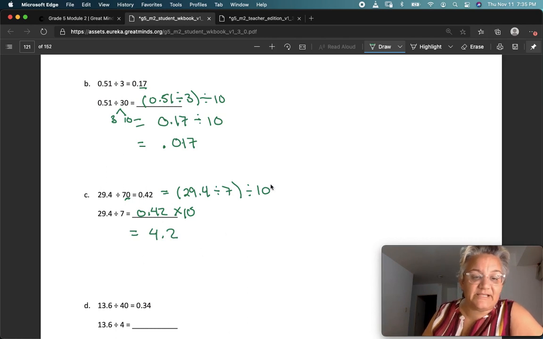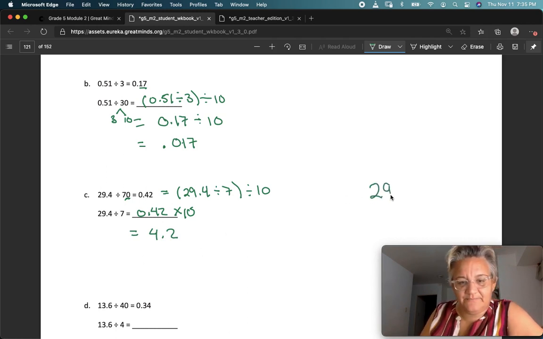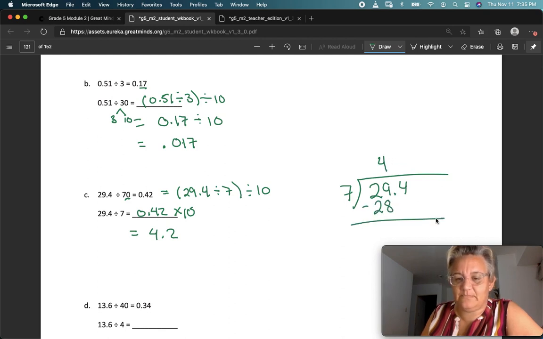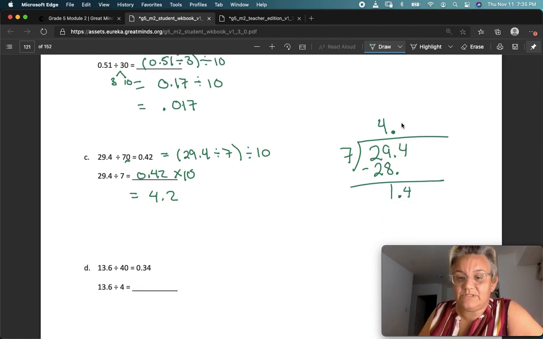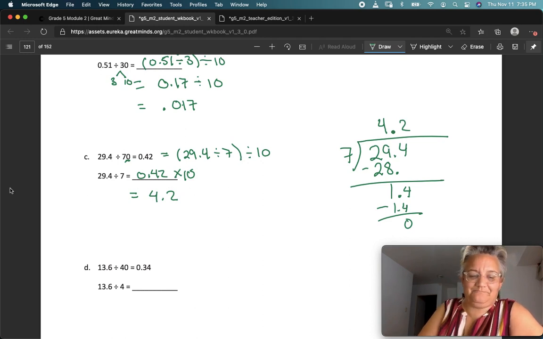Now, if you don't believe me, let's check our work over here. 29 and 4/10 divided by 7. 7 goes into 29 4 times, right? 4 times 7 is 28. Now I have a decimal here, so 1.4. 7 goes into 14 tenths, 2 times, 2 tenths, right? 2 times 7 is 14, and now we have 0. Okay, there. We did the same thing. Instead of dividing, we multiplied to move the decimal back.